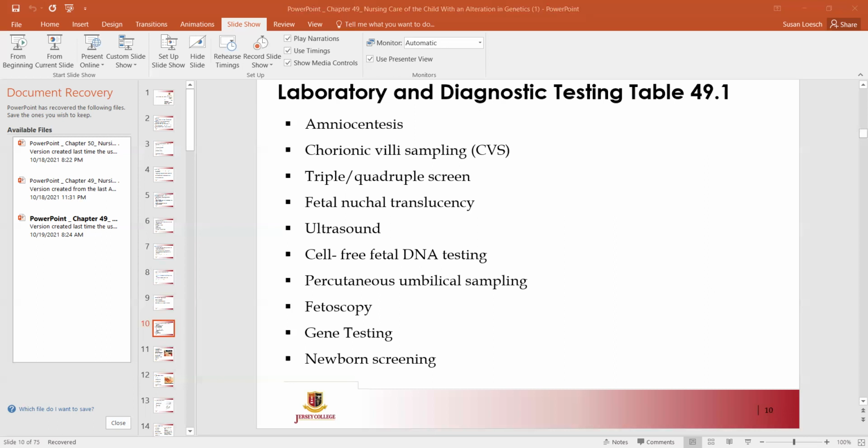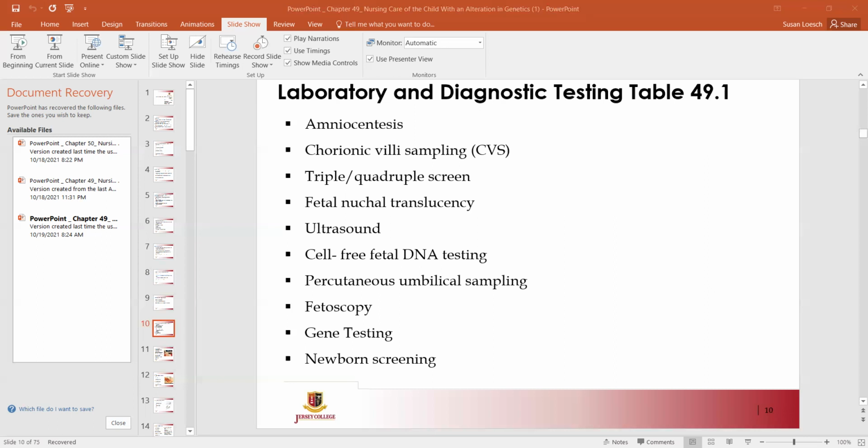Complications include miscarriage, fetal injury, amniotic fluid leakage, infection, spontaneous abortion, premature labor, maternal hemorrhage, amniotic fluid embolism, abruptio placentae, and damage to the bladder or the intestines.